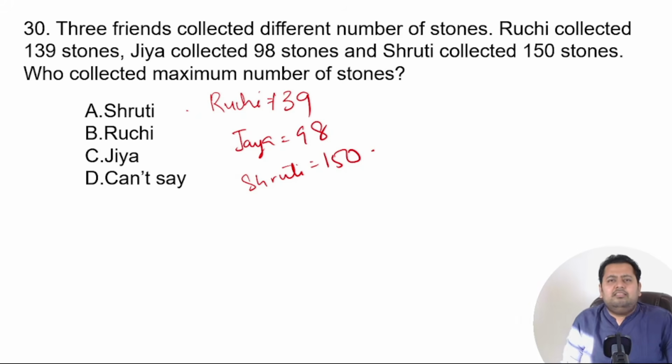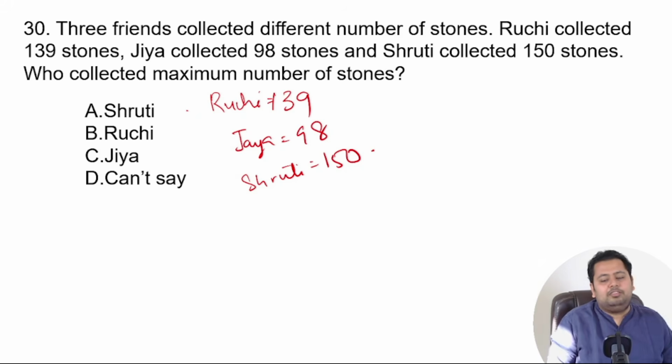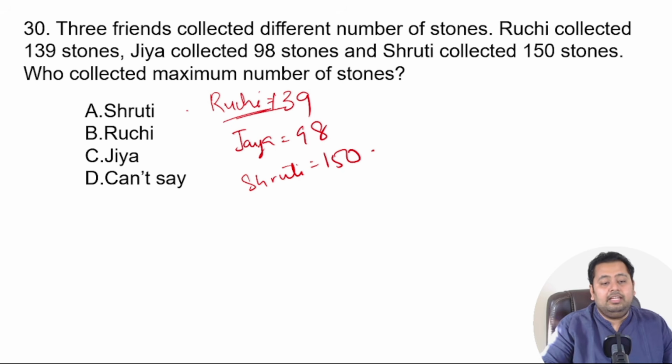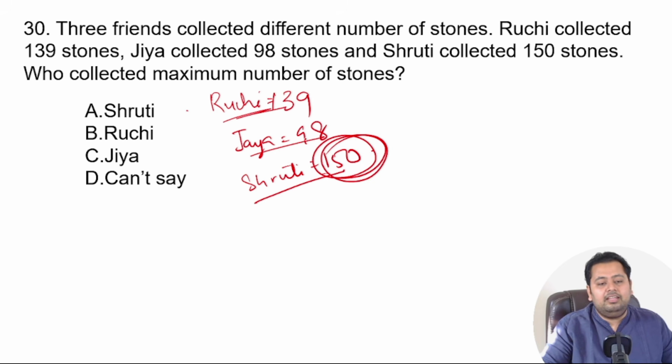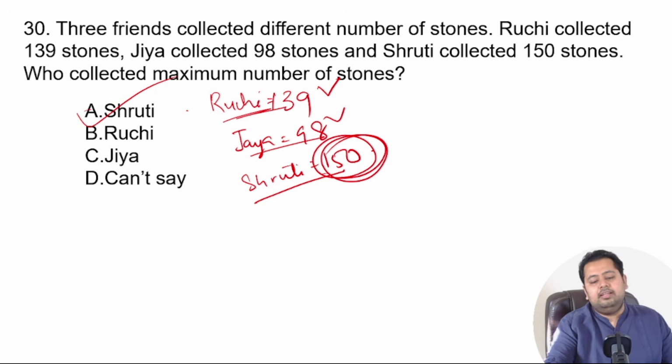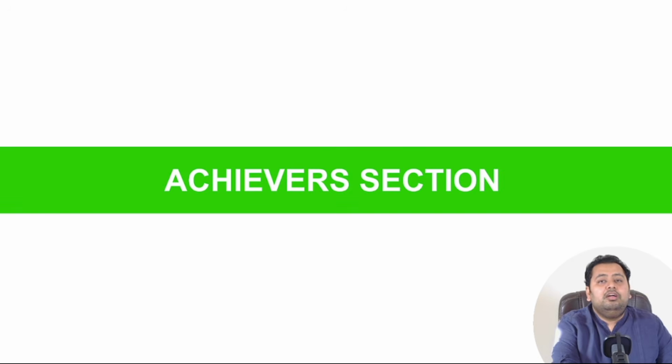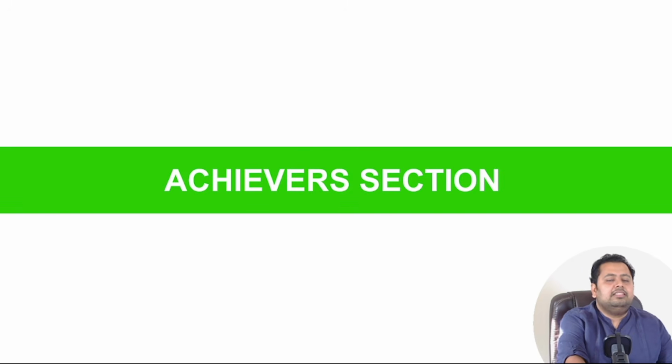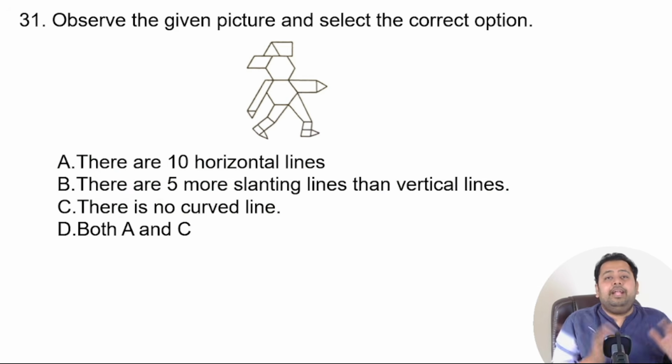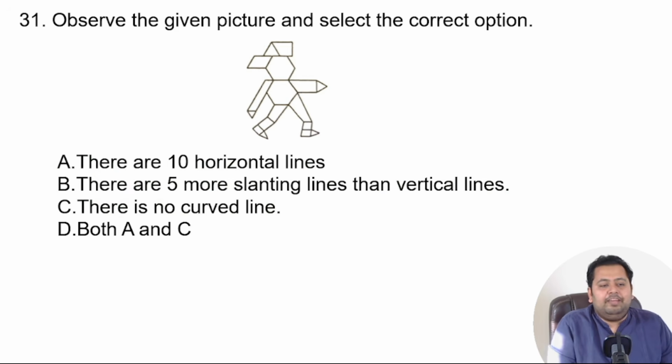Great. I think this is a one-second kind of problem. If you see, Ruchi has 139, Jaya 98, and Shruti has 150. 150 is obviously greater than both 98 and 139, right? So the correct answer is that the maximum number of stones was collected by Shruti. So option A is the correct answer. And this concludes another section. And now we go to the most difficult section, the achievers section, right? Let's go.